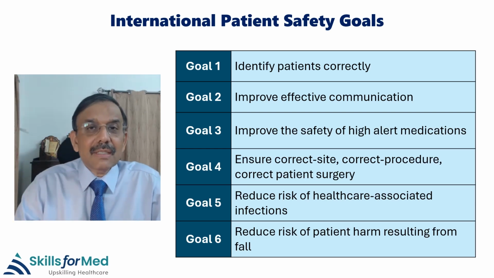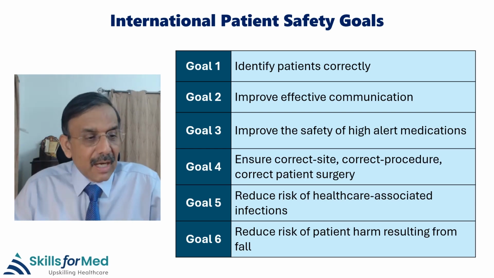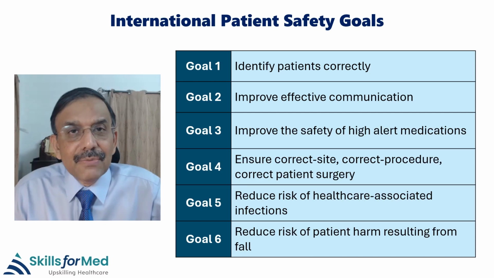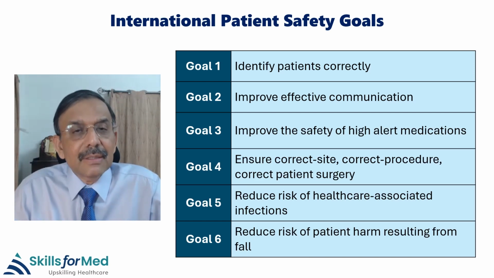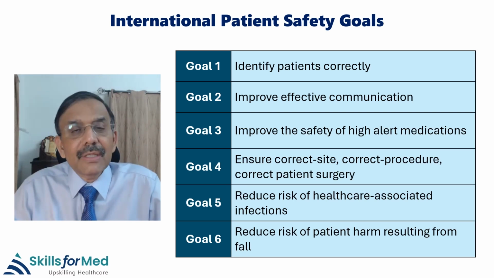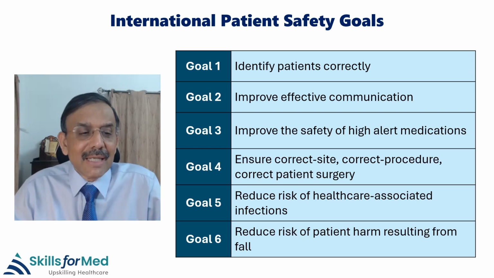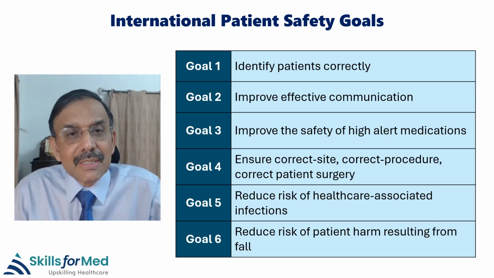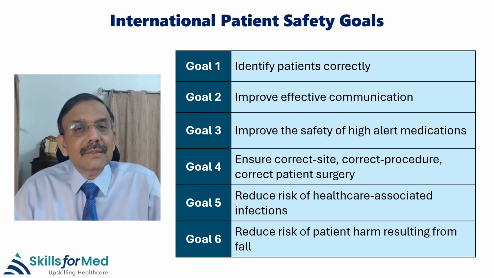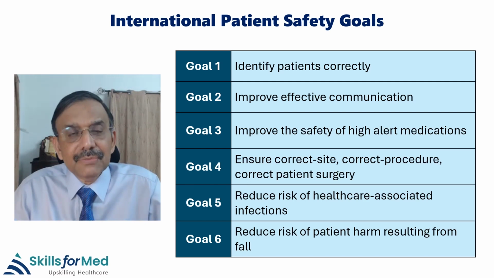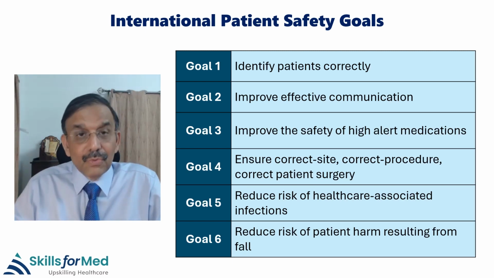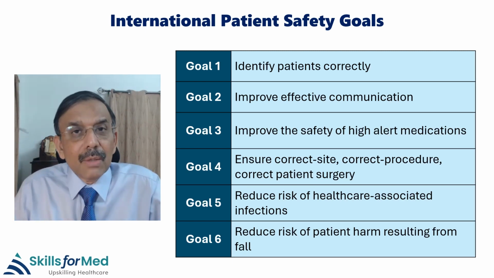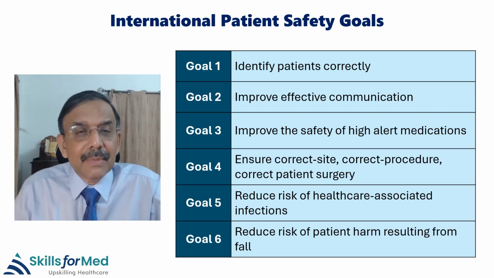So that's the reason there are 6 IPSG goals, and these are: goal number 1 is identifying patients correctly, 2 is improving effective communication, 3 is improving the safety of high alert medication, goal number 4 is ensuring correct site, correct procedure, correct patient surgery. Goal number 5 is reducing the risk of healthcare associated infection, and 6, reducing the risk resulting from falls. So we'll go through one by one and see how we can implement them in our practice.